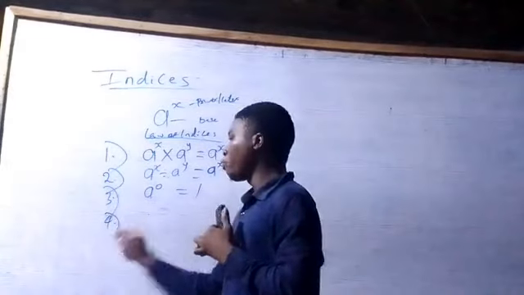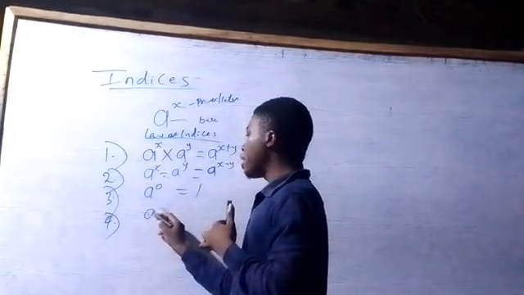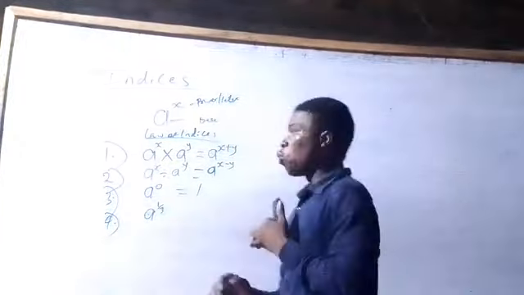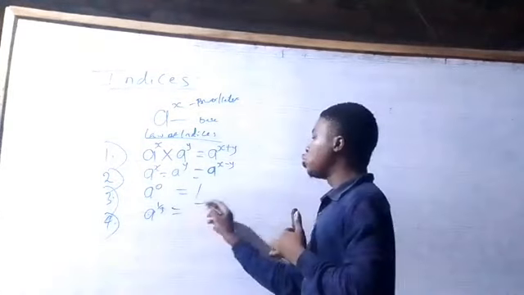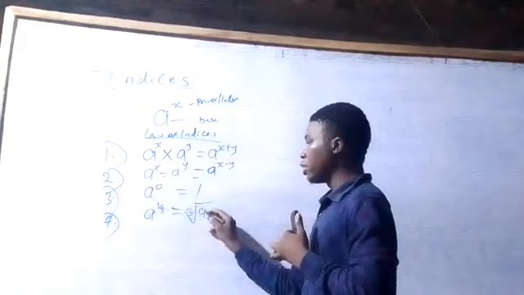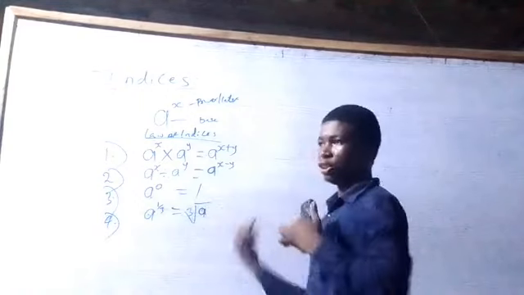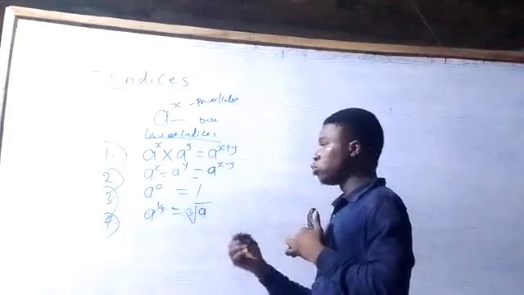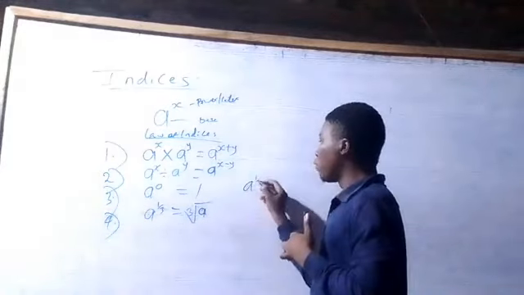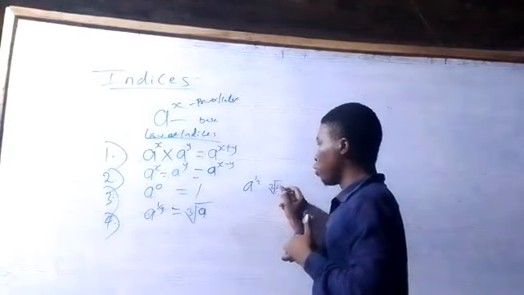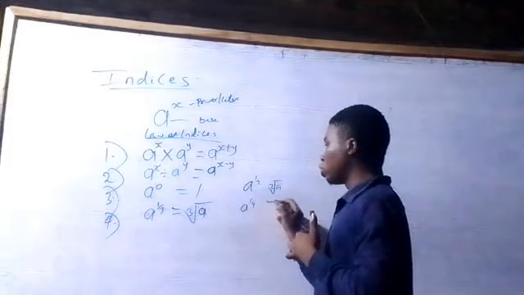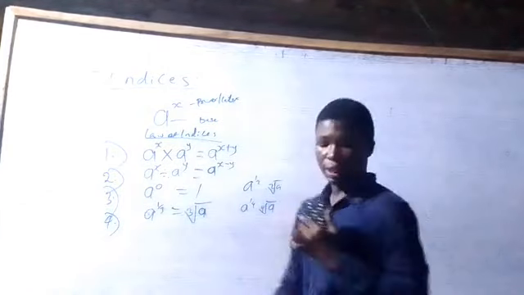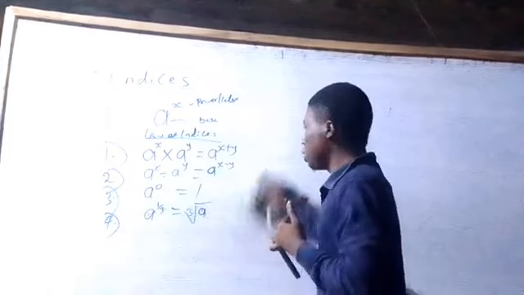So we have the fourth one. If you have A raised to 1 over 3, what is it telling you? It's saying that it is the cube root of A; the two of them can interchange. 1 over 3 means the cube root of A. If it's A raised to power 1 over 2, it is the square root of A. If it's A raised to power 1 over 4, it is the fourth root of A. So that's just it.